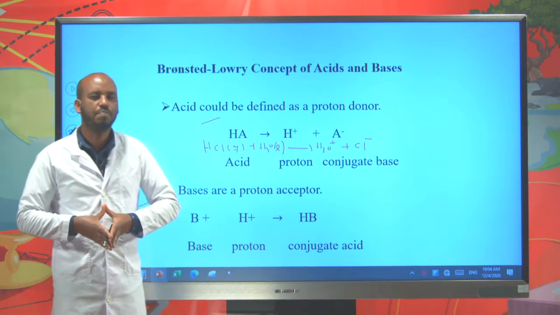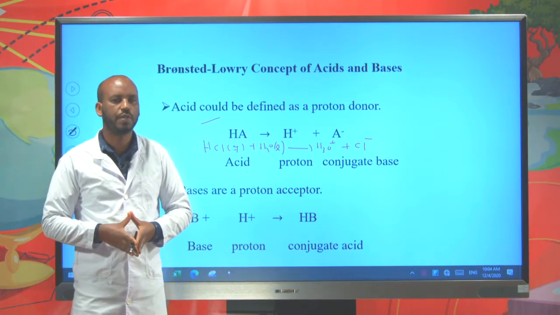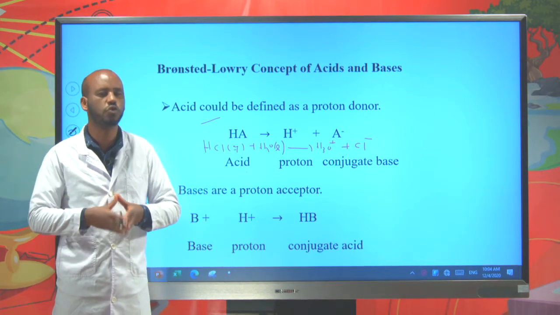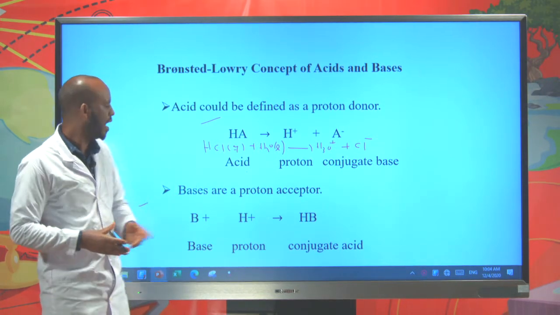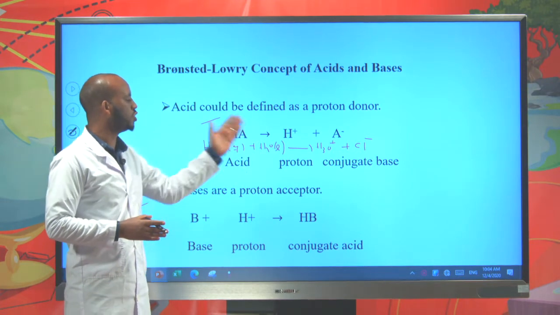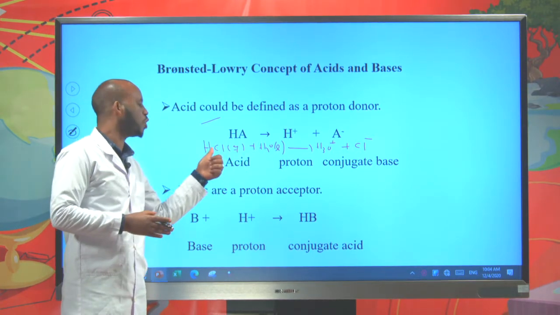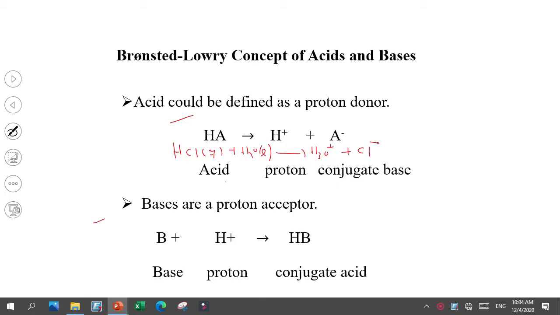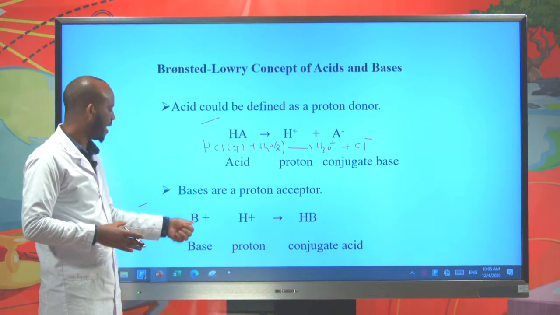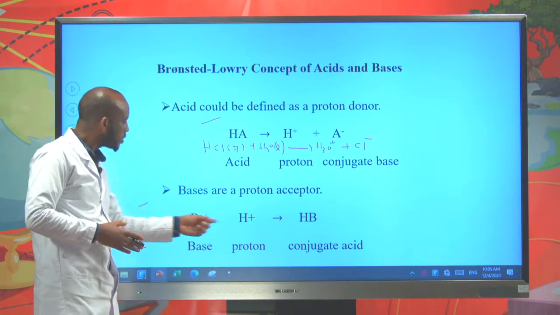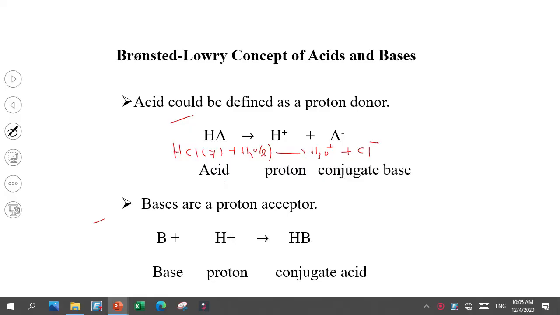Therefore, an acid-base reaction is a proton transfer process, a proton transfer reaction. You see, an acid donates a proton to the base, and a base accepts a proton from the acid. Bases are proton acceptors. This is a base: base plus H plus gives HB. This base accepts a proton.